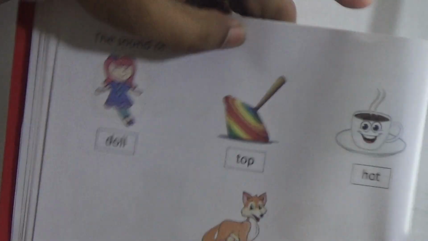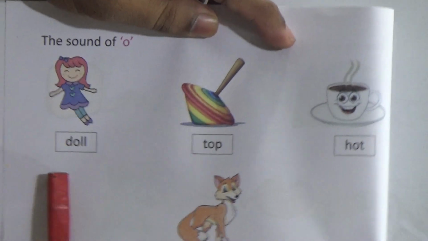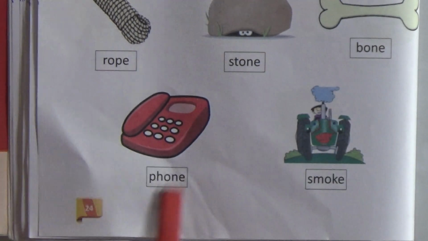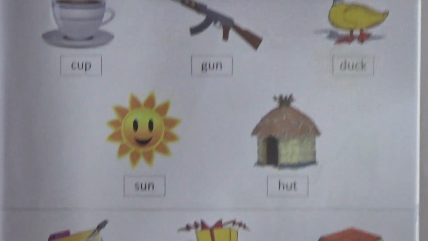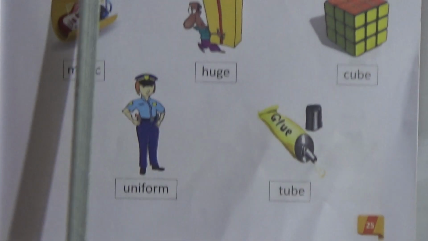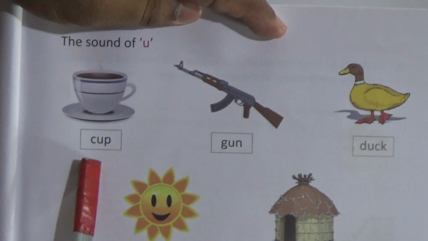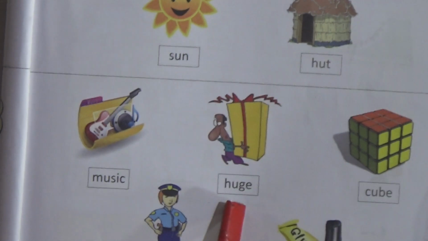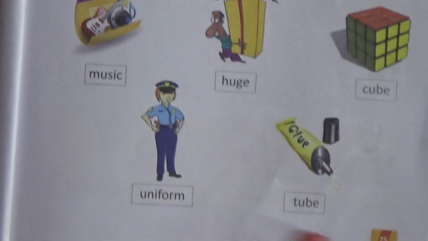Moving to the next page, the O sound: doll, tub, hut, fox, rope, stone, bone, phone, smoke. Moving to page number 25, the sounds of U: cup, gun, duck, sun, heart, music, huge, cube, uniform, tube.